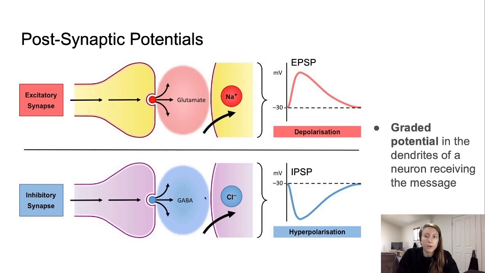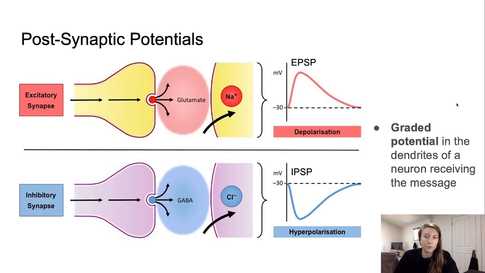If, however, we're at an inhibitory synapse where the presynaptic neuron has released an inhibitory neurotransmitter into the synapse, such as GABA, GABA will diffuse across and bind to the dendrites of the postsynaptic neuron. It will open ligand-gated chloride channels. Now, chloride is a negatively charged ion. If more negative ions flow into the cell, it's going to make the membrane potential more negative. And what will happen here is that the neuron will be pushed further away from the threshold and it will become hyperpolarized.